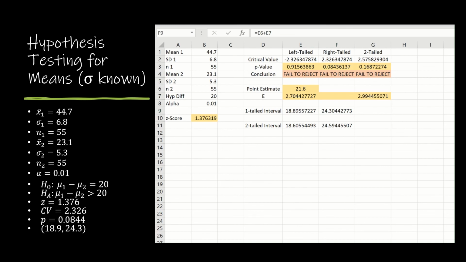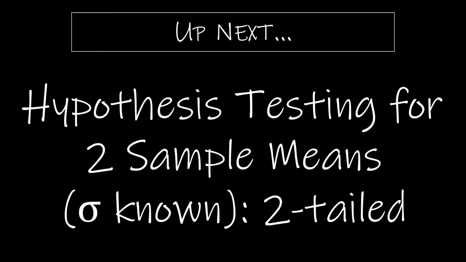Up next, we're going to take a look at a two-tailed example.